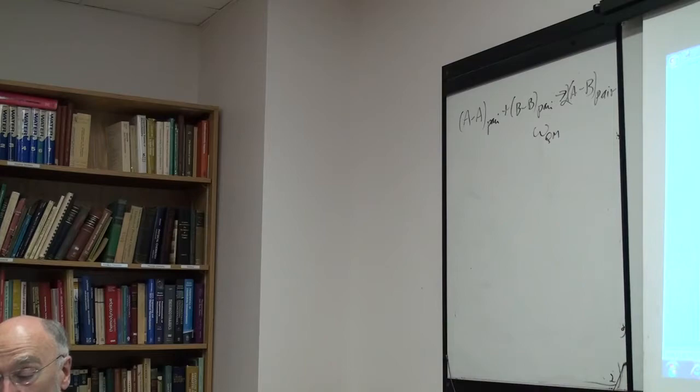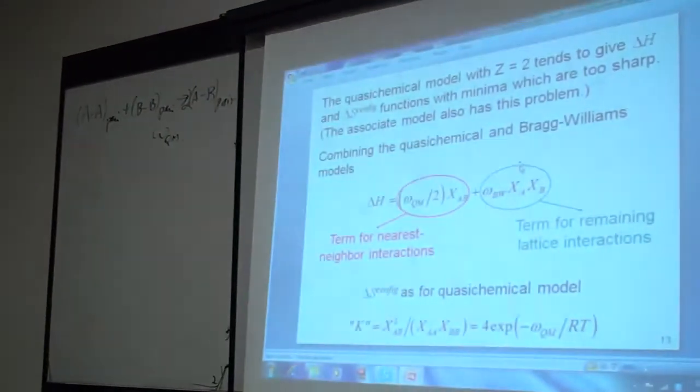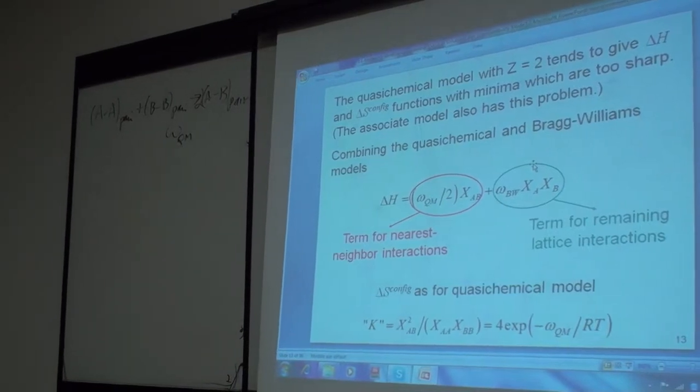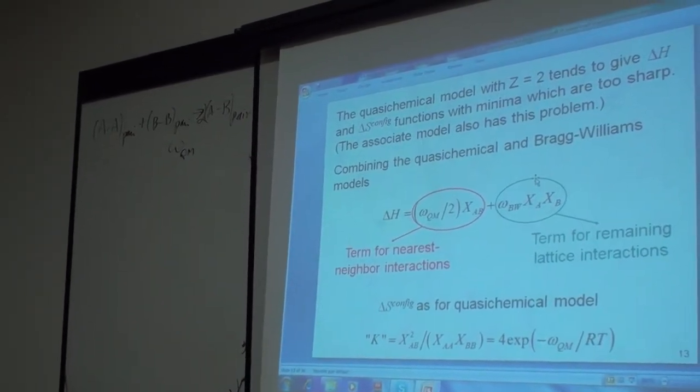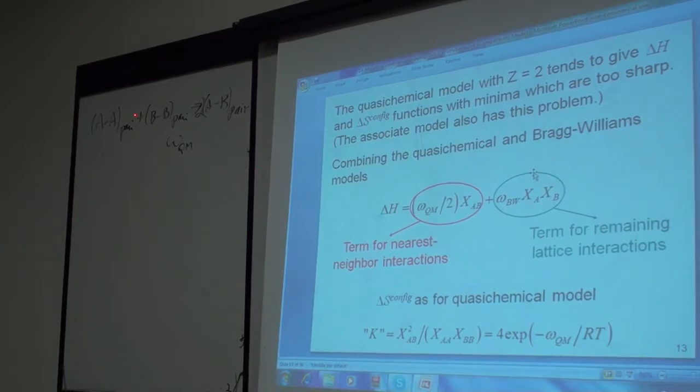As this becomes more negative, it shifts this thing to the right. Now we've been talking so far about negative deviations, in which this is shifted to the right. You tend to have ordering, not clustering; AB pairs are favored. We talked yesterday about how one problem with the quasi-chemical model was Z equals 2. The entropy term is only rigorous if Z equals 2. If you let Z equal 2, however, the peaks are too sharp, for reasons which we discussed.